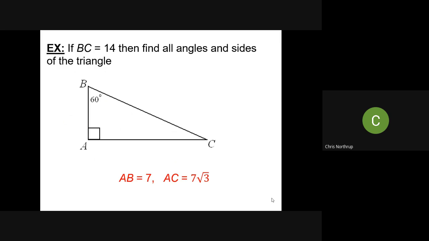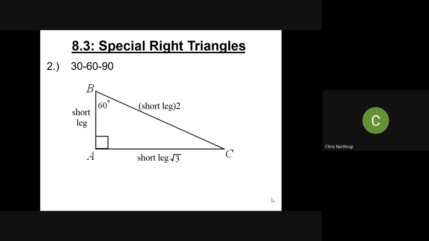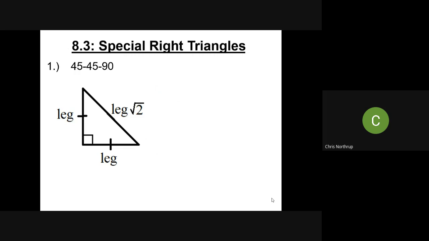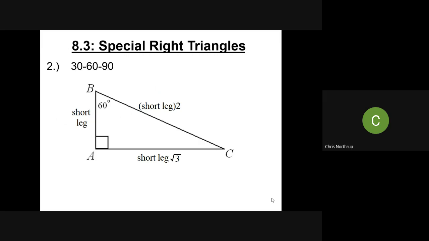So the key on both of these is really to figure out what the legs are, and that helps you find all of the other information. With 30, 60, 90, you want to find that short leg. And with 45, 45, 90, either leg is fine because they're the same. So again, back at those patterns: leg, leg, leg square root 2 for the hypotenuse of 45, 45, 90. And then short leg is opposite 30, short leg root 3 is opposite 60, and short leg times 2 is opposite 90. And those are the two patterns that we need to get down here in section 8.3.